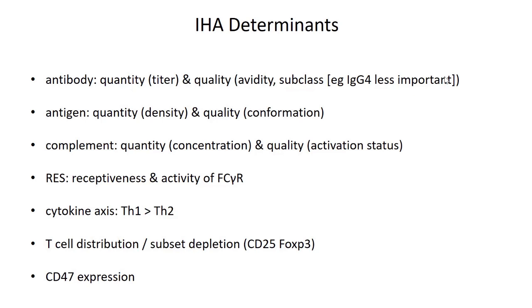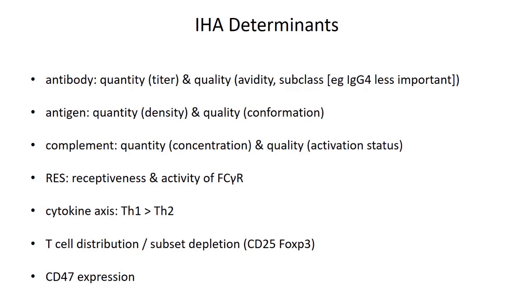So explanations for why some hemolytic anemias are more or less severe than others relate to the antibody, how much you have and how avid it is, what its subclass is. IgG4, for example, is a less hemolytic subclass. There's the amount of antigen that is the target of that antibody. What's the density? Is it single or double dose? What conformation is that antigen in? Is it set up for ideal binding? How much complement do you have and how activated are those systems?